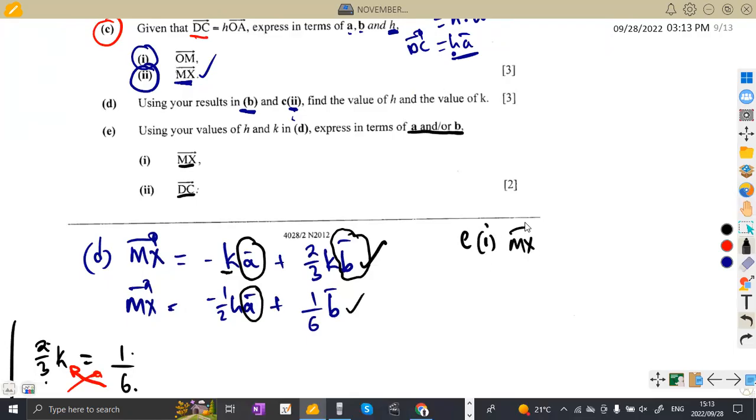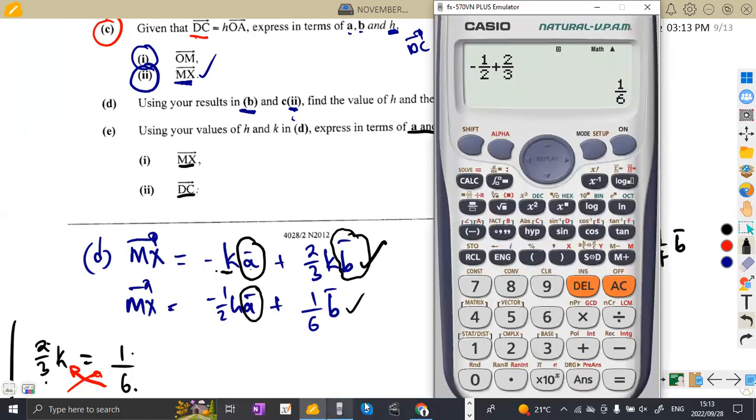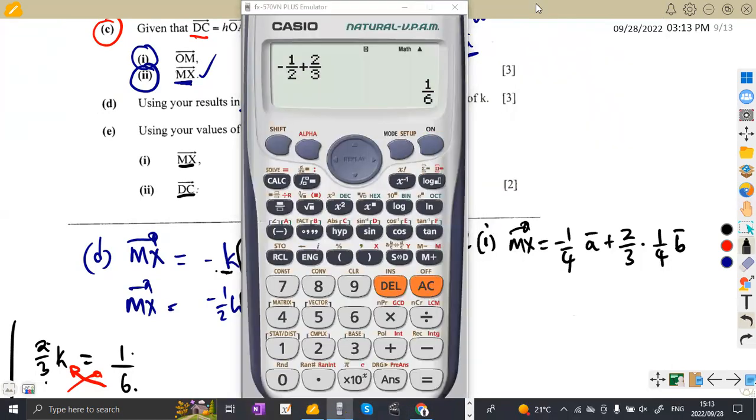So our first MX was minus ka, and remember our k was 1 over 4. So it is going to be minus 1 over 4a plus 2 over 3 times 1 over 4b, like that. So 2 over 3, you just need to multiply 2 over 3 times 1 over 4.